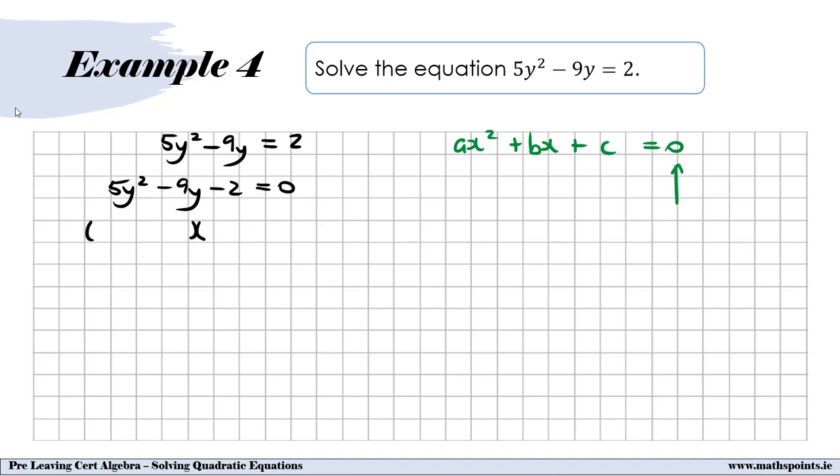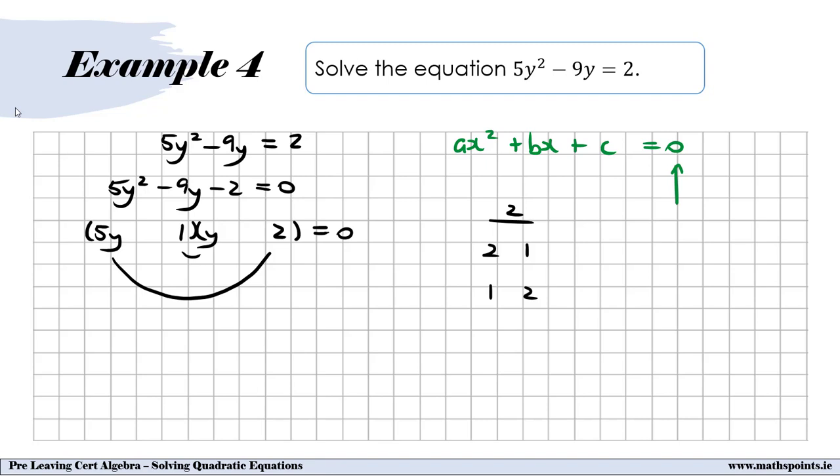So we open up two sets of brackets equal to 0. I know that the first term in each bracket multiplied to give 5y squared, so that's 5y times y. And the last term in each bracket multiplied to give 2. So it could be 2 and 1 or 1 and 2. And again, it's just trial and error to see which works. I can see that if I put a 2 in the last bracket, then the outer terms will multiply to give 10, and if I put a 1 in the inner, then the inner terms will multiply to give 1, and I can see that 10 and 1 can combine to give 9. So that would be my thought process before I actually go and put things down on paper.